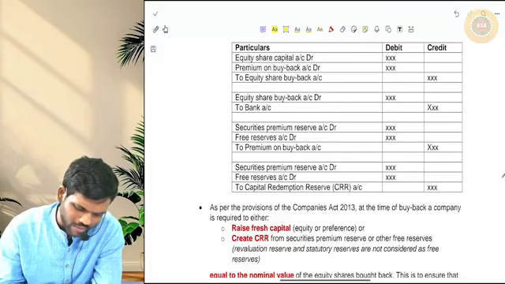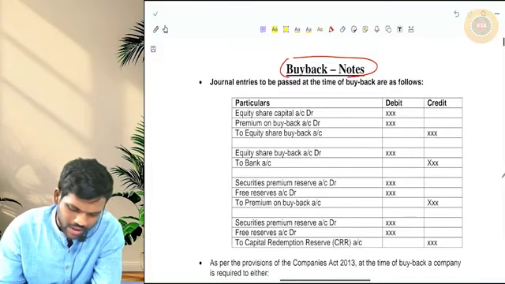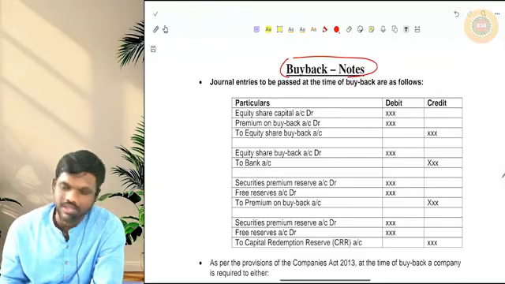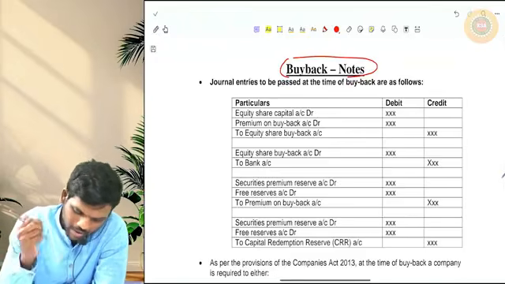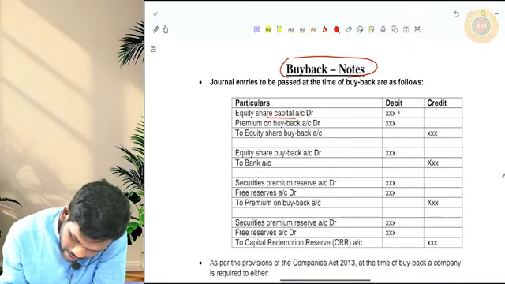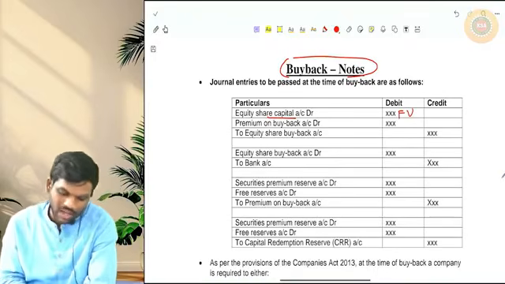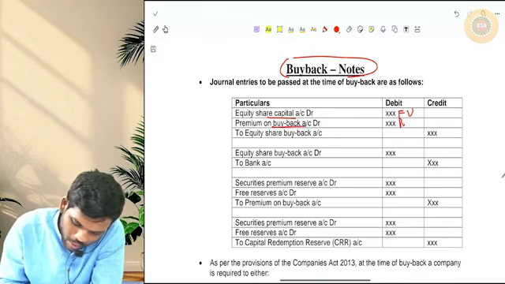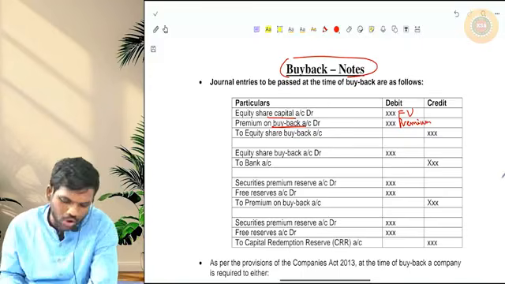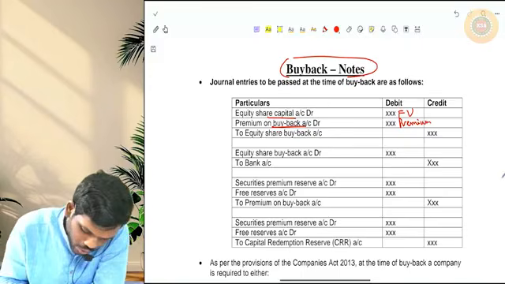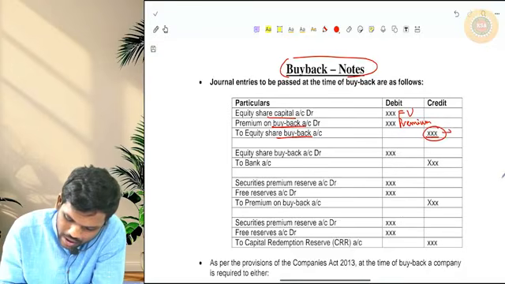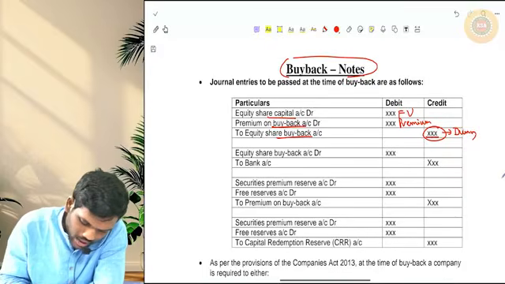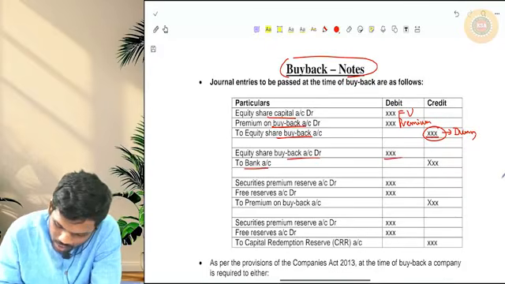As you all know, buyback of equity share capital means redemption of equity share capital, where after buyback your equity share capital reduces. What is the journal entry that we should pass at the time of buyback? Your equity share capital reduces, so equity share capital account debit with the face value of the shares that you have repurchased or bought back. And if you pay any premium, the premium component should be debited to a separate account called premium on buyback. And to equity share buyback, this is a dummy temporary account opened before you make payment. And then to make payment, equity share buyback account debit to bank account.